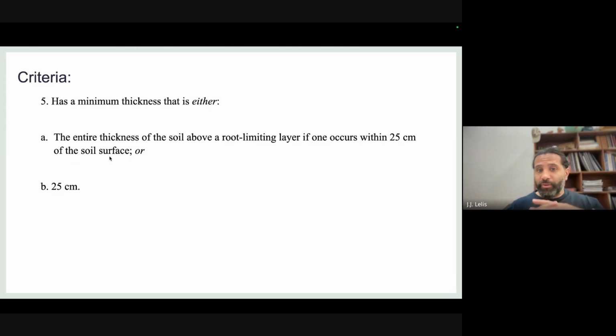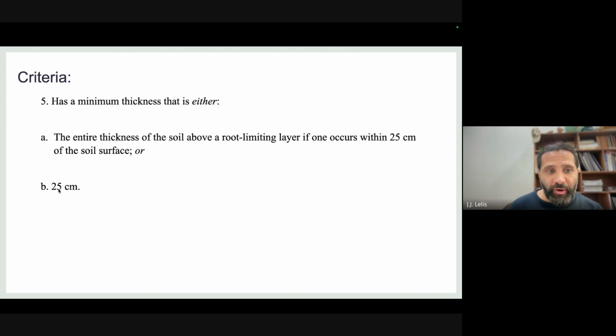Or if I don't have this root limiting layer, or if this root limiting layer is very deep, deeper than 25 centimeters, and I have much more than just one horizon, but this surface horizon, this topsoil, has at least 25 centimeters. I forgot to mention, it's not 25, it's at least 25 centimeters. Yes, you can call it an anthropic pattern. Okay, so you see that we have specific criteria, specific rules that should be followed.